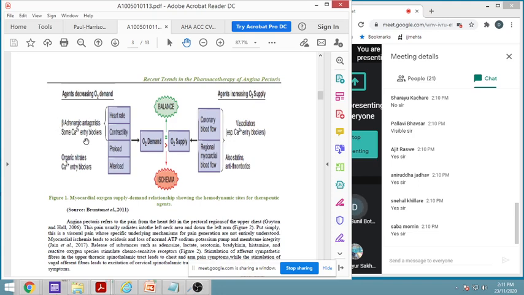Now, these are the agents which will cause decrease in the oxygen demand: beta blockers, organic nitrates, calcium channel blockers, etc. And these are the agents which will increase the supply: the vasodilators, statins, and antithrombotics. These are various agents which will be increasing supply, and thus these are the classes which are used in angina pectoris. We have seen it earlier.